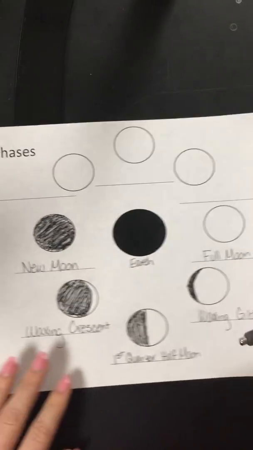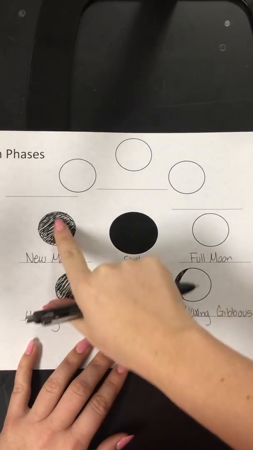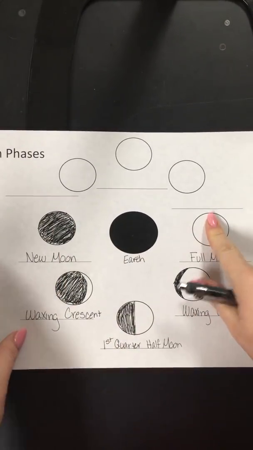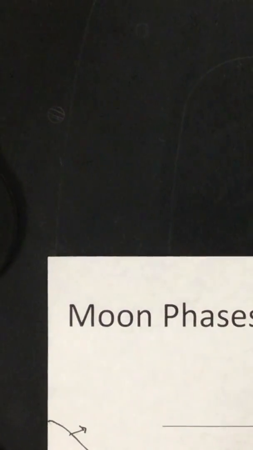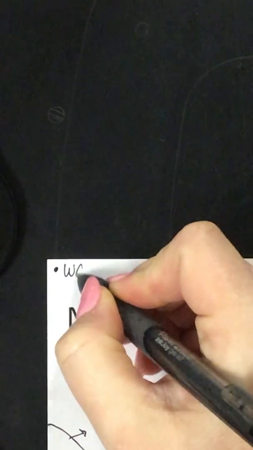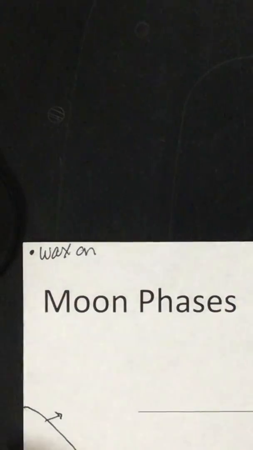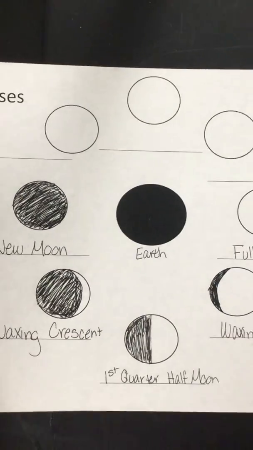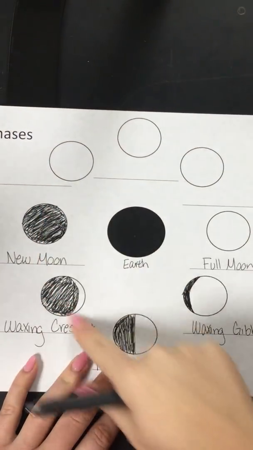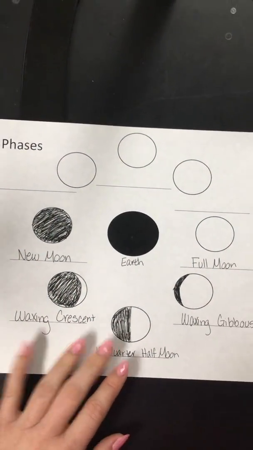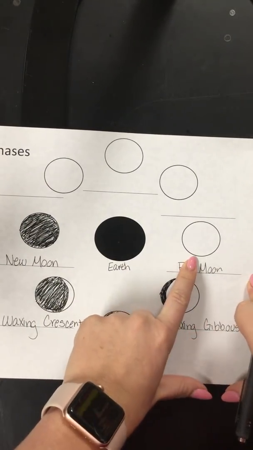So here's a little trick I want you guys to remember. From new to full, so from totally dark to totally light, that is waxing. So we're going to give ourselves a little hint up here, and I want you to think wax on. Wax on. So if the moon is turning on, that light is trying to turn all the way on. It's going to be on the right side. We are waxing. So now we're halfway through our phases. We've gone from a new moon to a waxing crescent, first quarter half moon, waxing gibbous, to a full moon.